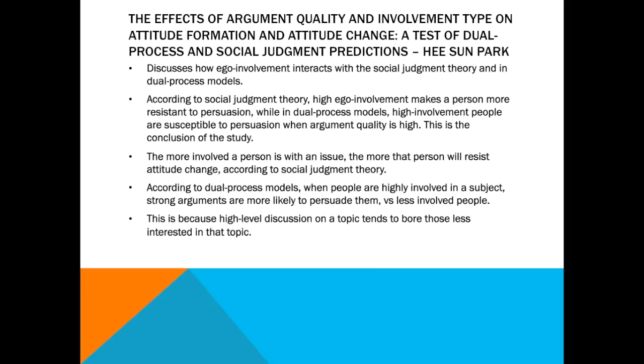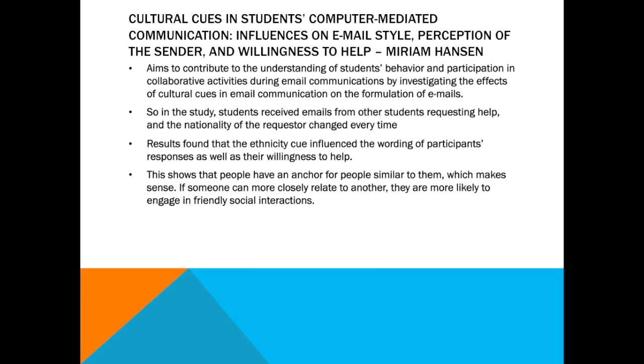The more involved a person is with the issue, the more resistant, according to social judgment theory. We know that. According to dual process models, when people are highly involved in a subject, strong arguments are more likely to persuade them versus less involved people. So if 2 scientists are discussing chocolate cake, and they both love chocolate cake, if one person is making more sense than the other, the person who's not making sense will be like, oh, you're right, I'm going to change my opinion on this. But if someone doesn't really care, they're not going to change their opinion. They're like, whatever, who cares? Because they tend to get bored.